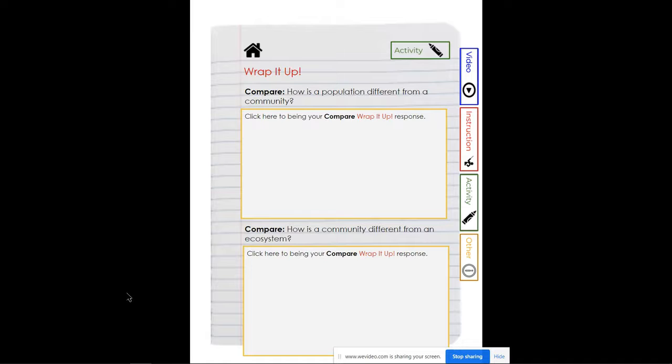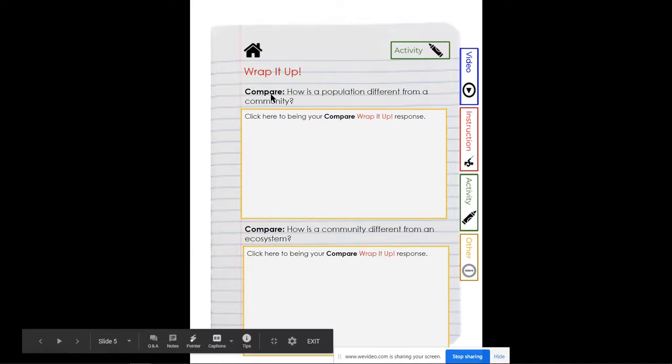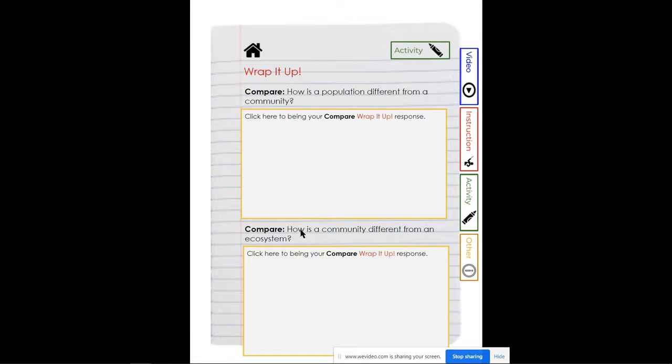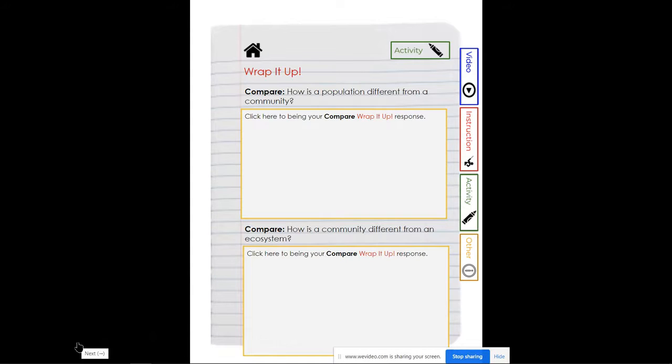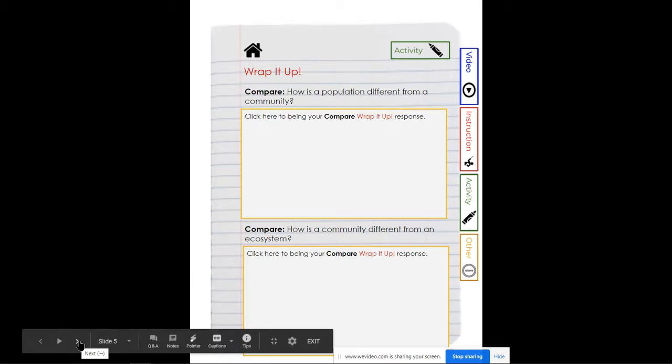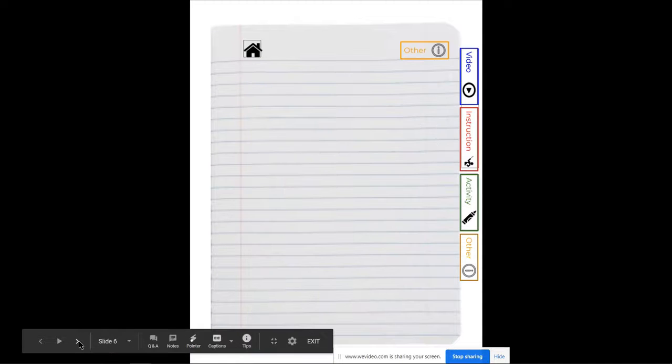And then your last activity here on Wrap It Up is you have two compares. So first you're going to compare how a population is different from a community, and then you're going to compare how a community is different from an ecosystem. So really digging deeper and asking you to use your words to articulate the differences between these different vocabulary terms and what the nuances of an ecosystem are.